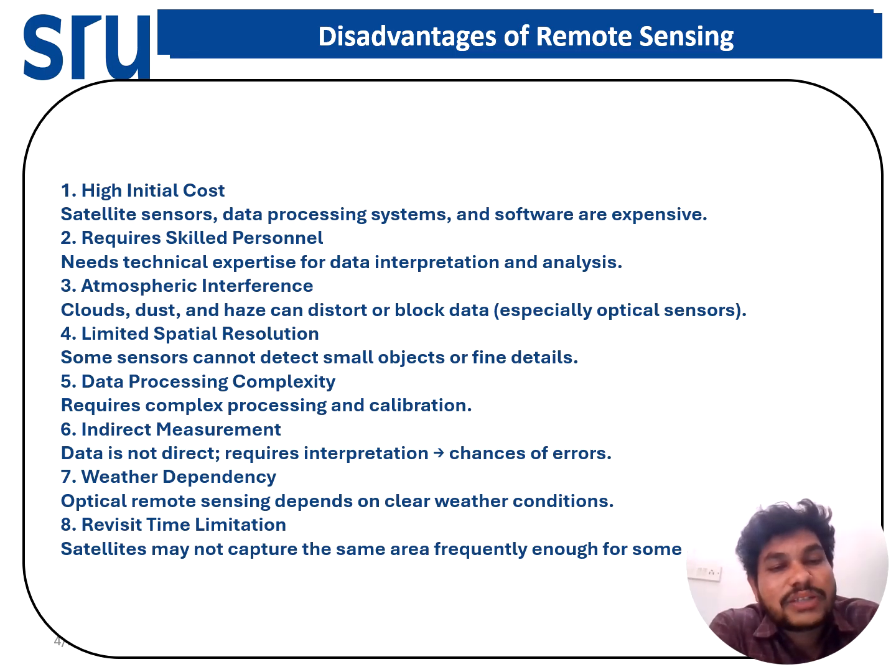Then limited spatial resolution, so we cannot detect small objects or find details. Data processing is complex, so not everyone can do it. Indirect measurement: the data is not direct, so it requires interpretation and there are more chances of error. And remote sensing depends on the weather, so the clarity or efficiency of data will get reduced.